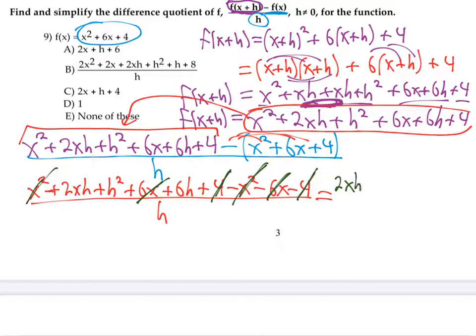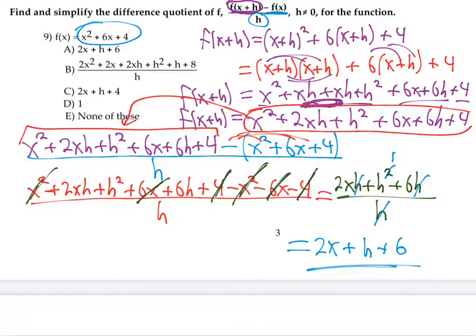So what are we left with? 2xh plus h squared plus 6h. Well, that's it, all over h. Just the 3 terms that had h's in them. And what do you do on the last step? All 3 of those are divided by the h, aren't they? Get rid of 1h from each. Get rid of 1h from each. Exactly. Couldn't have said it better myself. So it'll cancel one of these, leaving x to the h to the first there in the middle, and get rid of the x at the back, h at the back. There it is. 2x plus h plus 6. It's answer A.